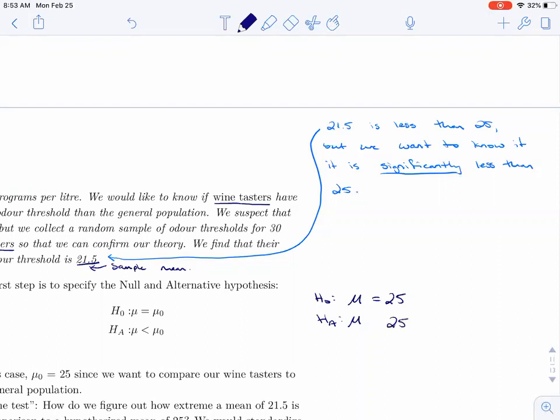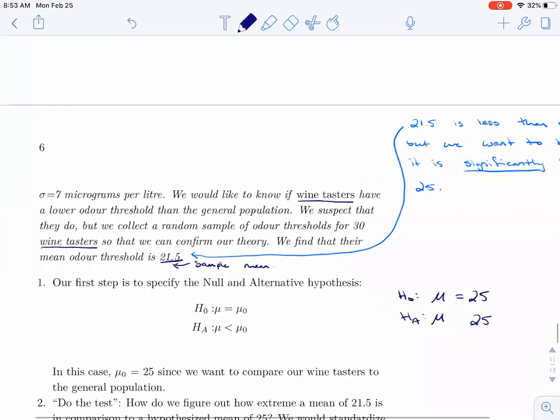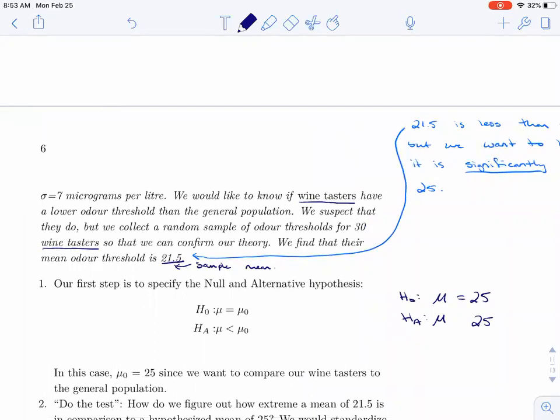Okay? I guess I've given it to you already in the typed up version, but it's not that strange to think, okay, well, we want to know if it's significantly less than 25. And so from the question, we know that the sign in the alternative hypothesis should be less than. So, less than.